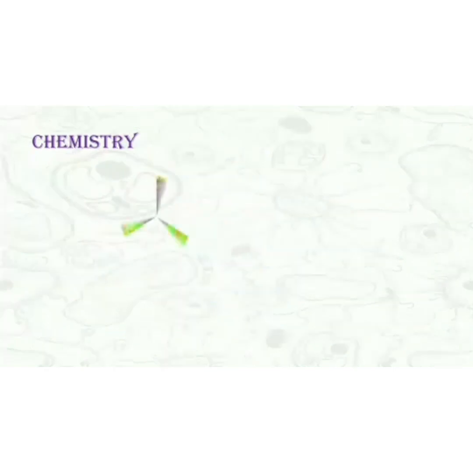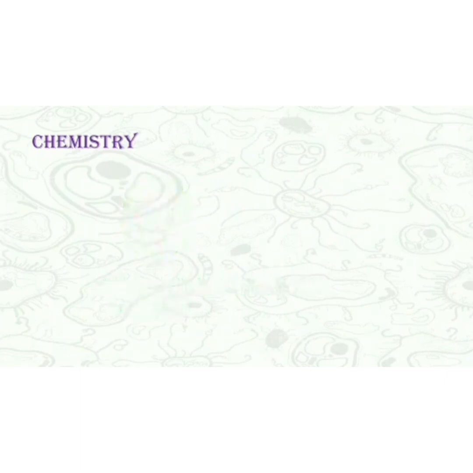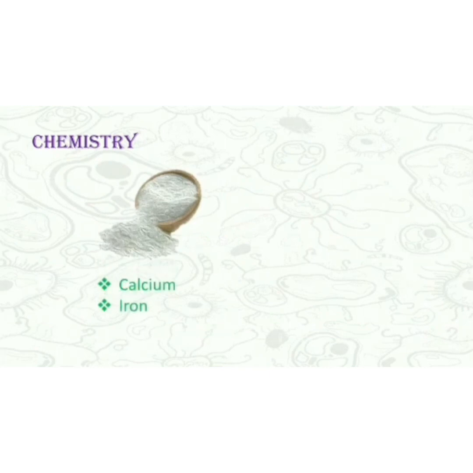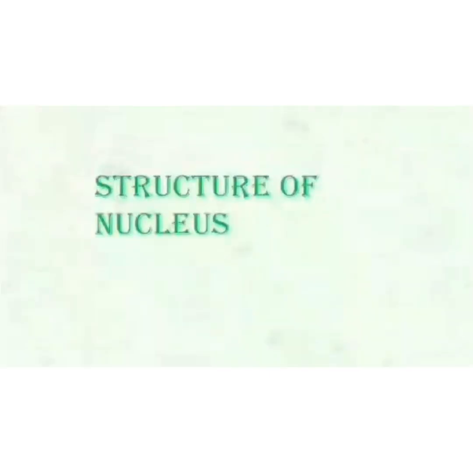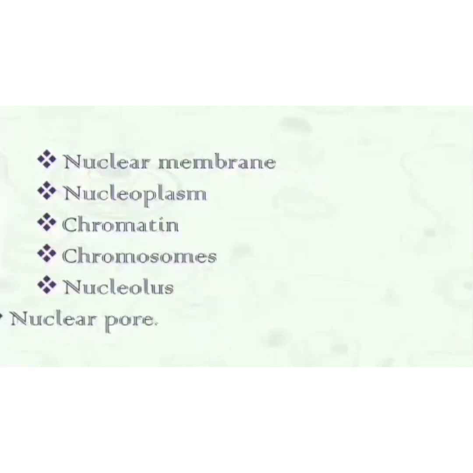A few important enzymes present in the nucleus are nucleoside phosphorylase, ribonuclease, etc. The inorganic compounds usually found in the nucleus are salts of calcium, iron and zinc. Structure of nucleus. Different components of the nucleus are nuclear membrane, nucleoplasm, chromatin, chromosomes, nucleolus and nuclear pore.